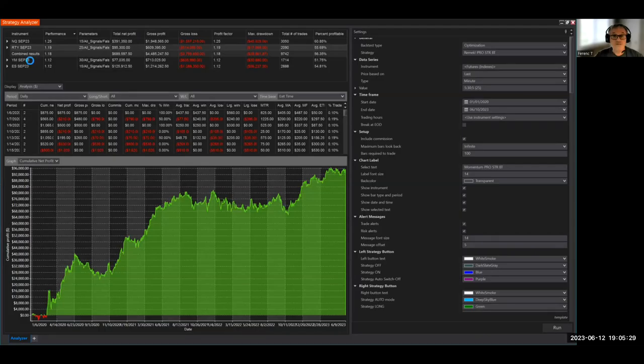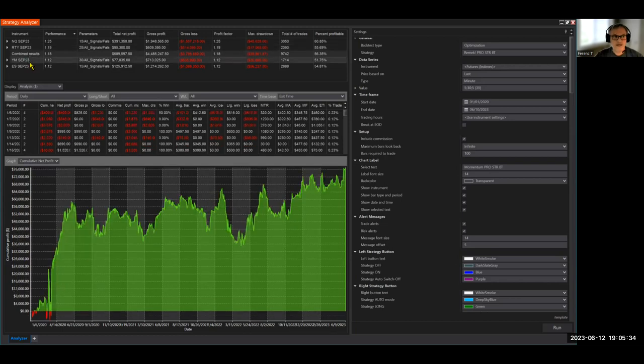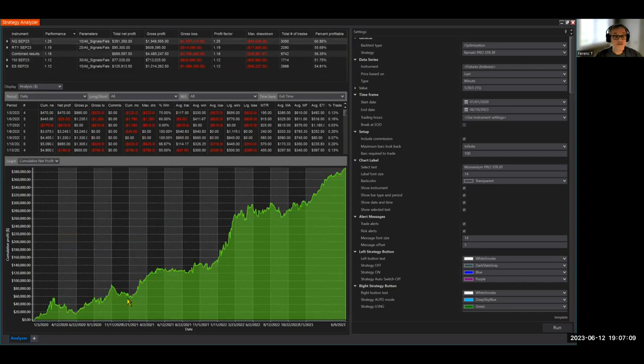So how can we improve our chances of knowing that this is something worthwhile? One way is the Monte Carlo analysis. What you're looking at now is a certain order of these 3,000 trades. But what if these trades had happened in a different order? Would our strategy still stand up?